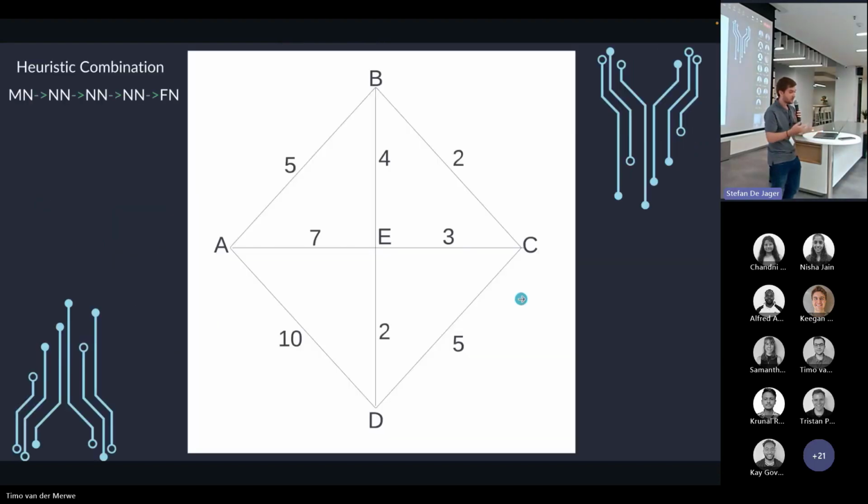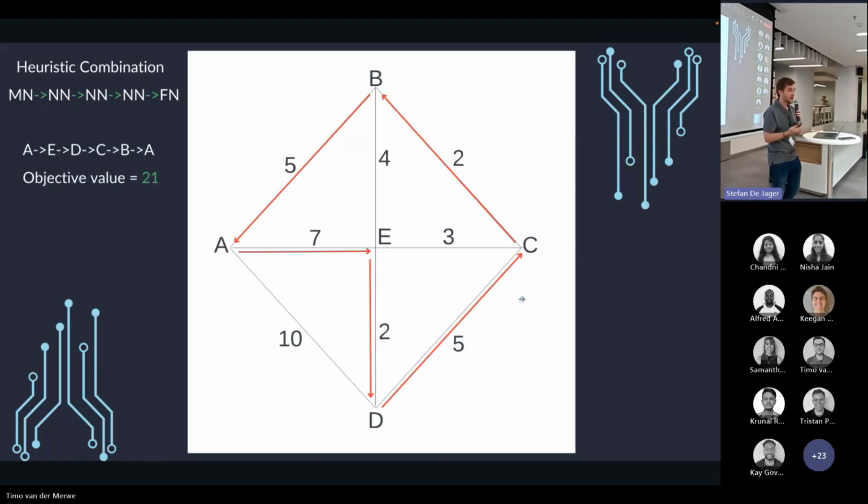So here's our problem again. We can see that A to D is closest, and A to C is furthest away. So for our middle distance neighbor heuristic, we should go A to E, and then we need to go nearest neighbor. So we go E to D, nearest neighbor again, D to C, and then we select nearest neighbor one more time, so C to B, and then we choose the furthest neighbor, which is A. So our hyper-heuristic has found another solution for our problem, and this solution has an objective value of only 21.